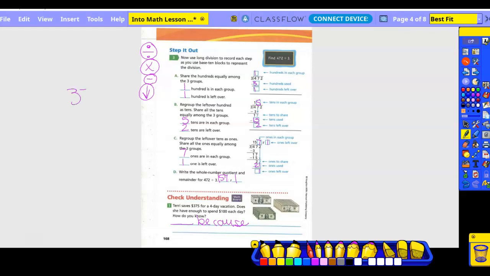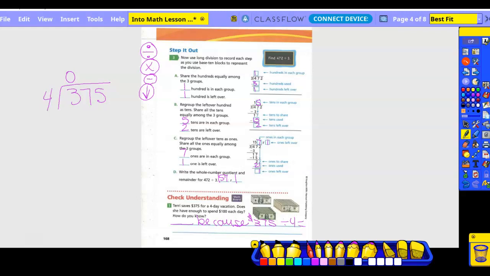Take 375 divided by 4. So I'm going to put because $375 divided by 4 equals whatever. That's going to get our yes or no. Okay? Can 4 go into 3? No. So I'm going to put a 0 there to hold my spot.